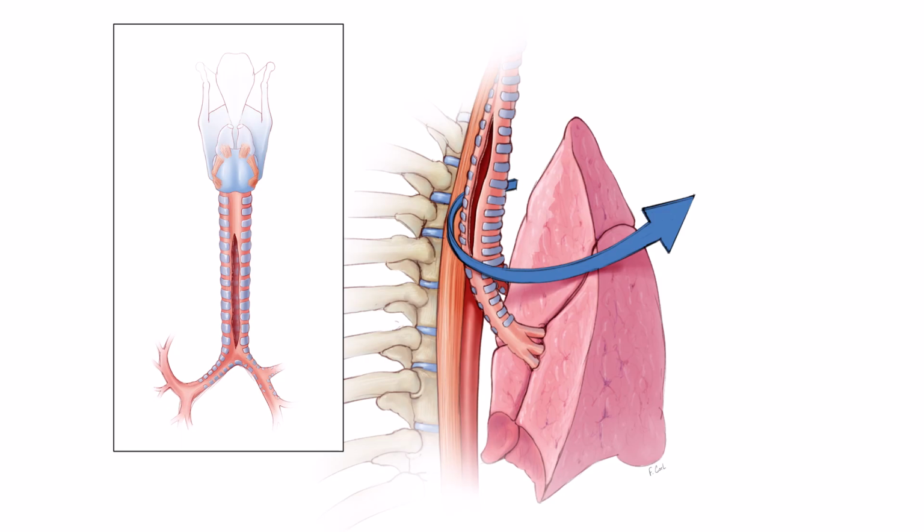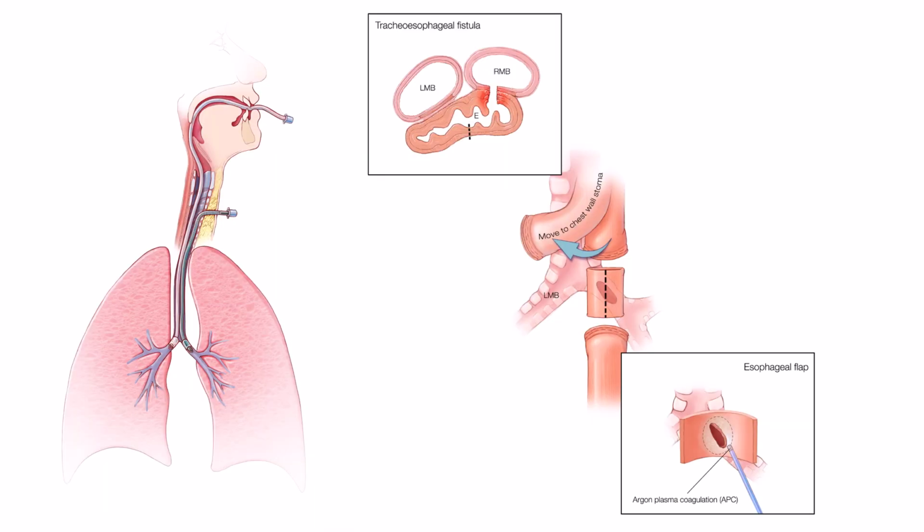This is a long tracheal segment that was injured during an accidental intubation, and this was approached from a right thoracotomy. And in this particular case, we elected to repair with intercostal muscle flap. This was not a fistula to the esophagus, but instead a long tracheal injury.